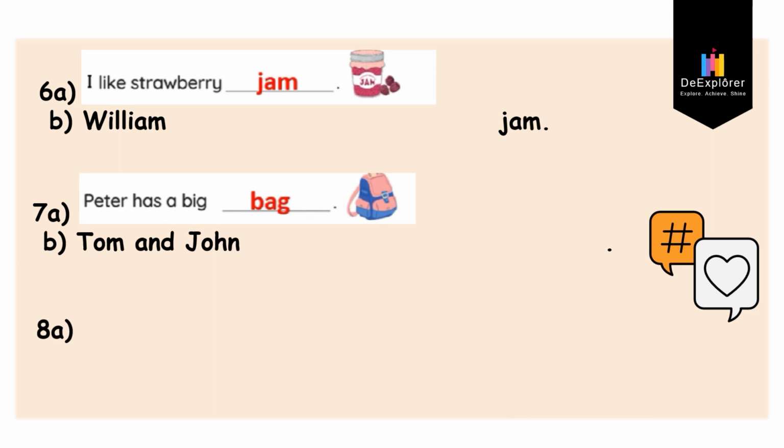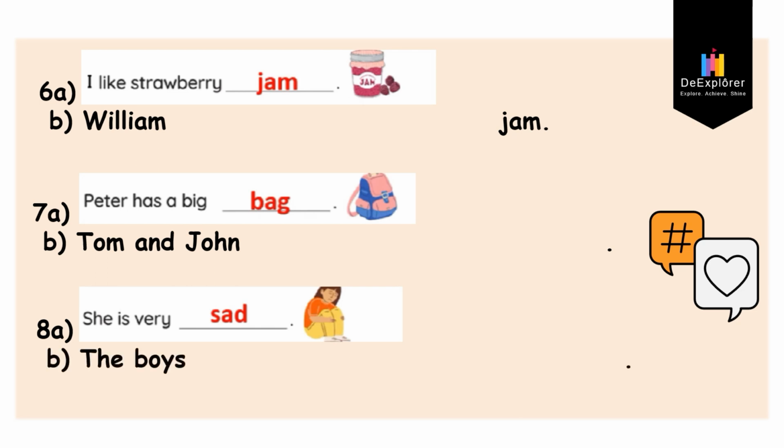Right, next, number 8A. She is very sad. 她很伤心. She is very sad. That is for your number 8A. Next, B sentence. The boys subject. I want you to change the subject. 那些男孩们很伤心. The boys. So you have to think now.